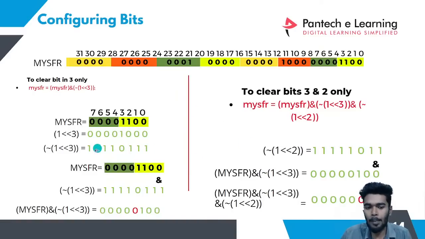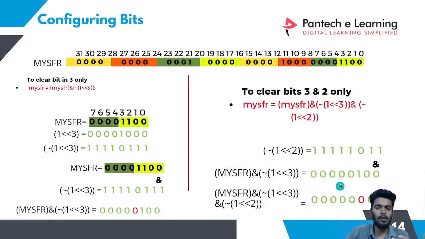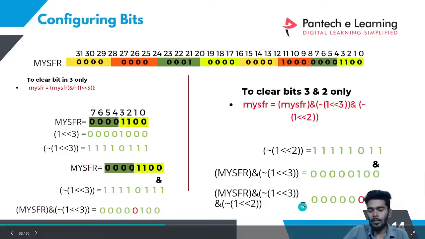Not means what is going to happen? It is going to be 5 ones, 1 or 0, followed by 2 zeros. Now this value and this value will be ANDed. What is going to happen? With the AND operator, if both the inputs are the same, it is going to give a 1. So it is not the same, so it will get a 0.